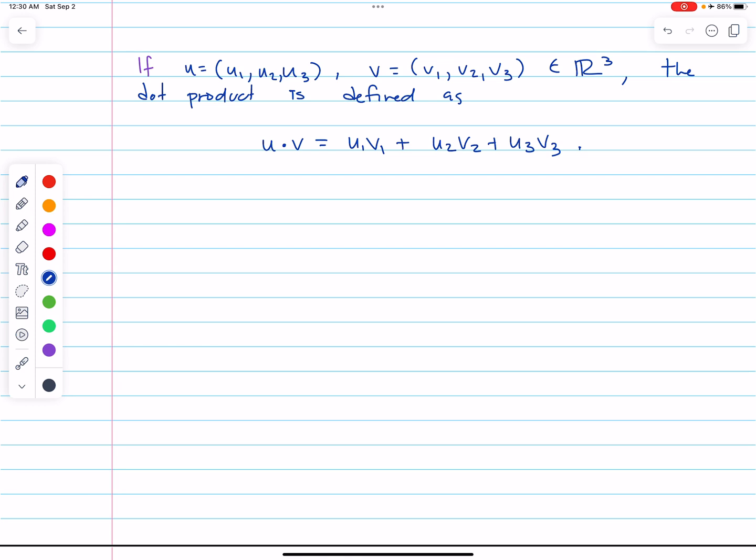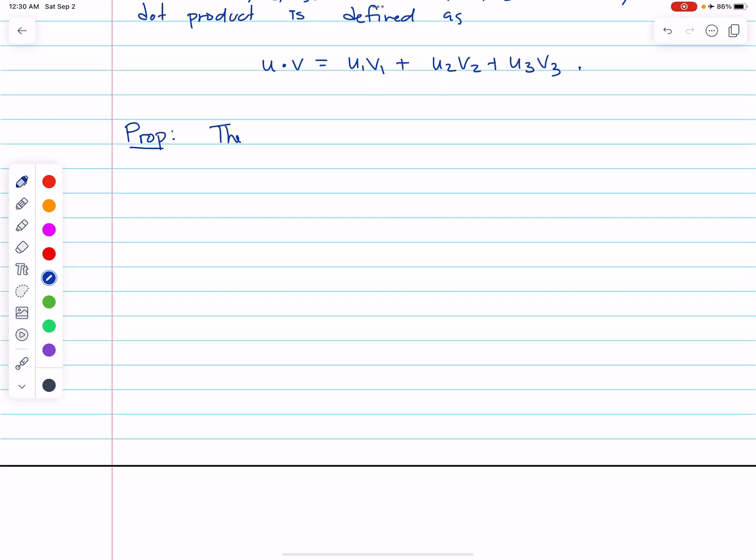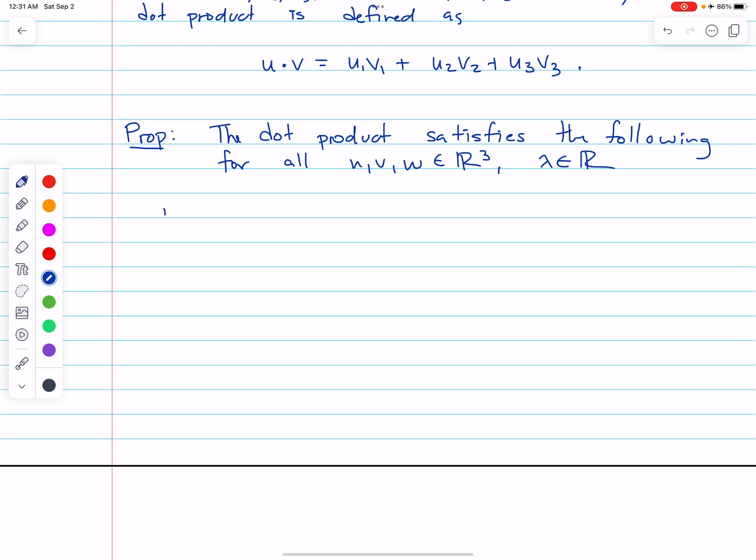It satisfies the following properties, which I will list as a proposition here. For all U, V, and W in R3 and all scalars lambda, we have the following properties. The first is that the dot product is commutative. The second is that if we take two vectors, take their dot product, and multiply the result by a scalar, that's the same as multiplying the first vector by that scalar and taking the dot product, or multiplying the second vector by that scalar and then taking the dot product. Those are all the same. The third property is that the dot product distributes over vector addition.